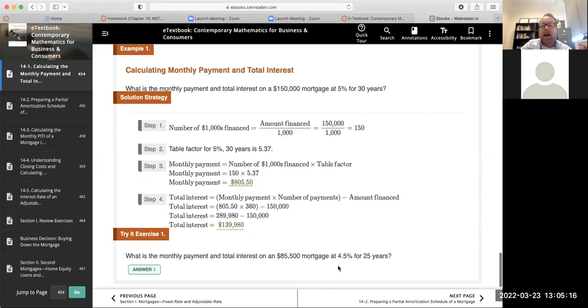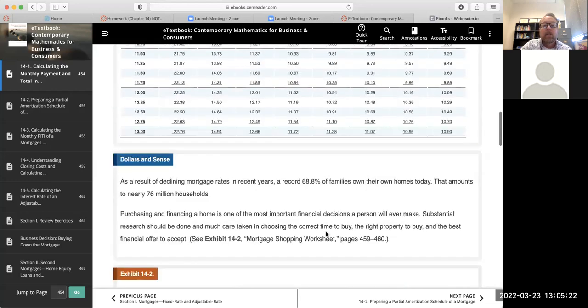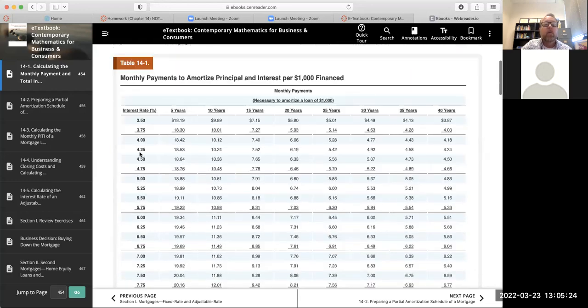We're going to go back to the screen. So 85.5, and then what is 4.5% interest by 25 years? I'm going to go back to the table. 4.5% interest is right here, and 4.50 by 25 years is 5.56. So 5.56.